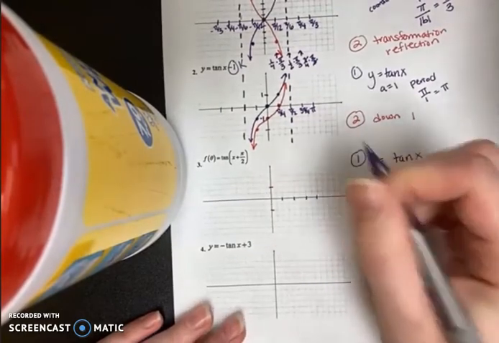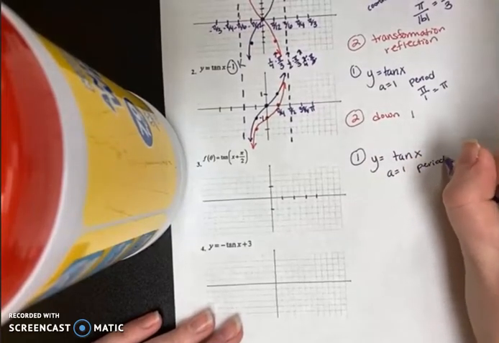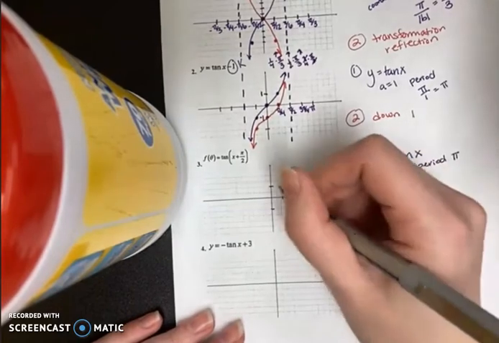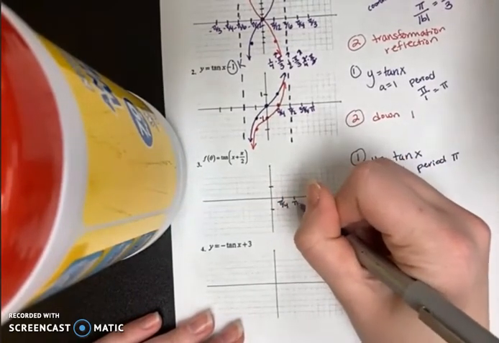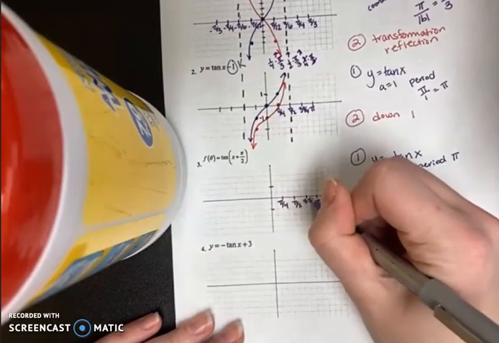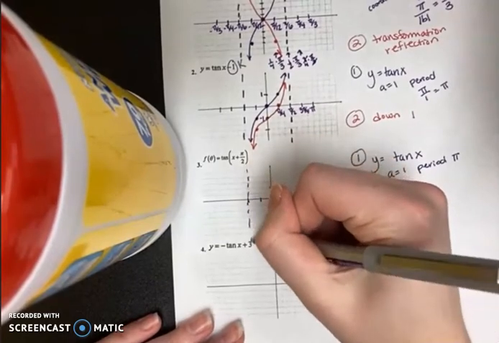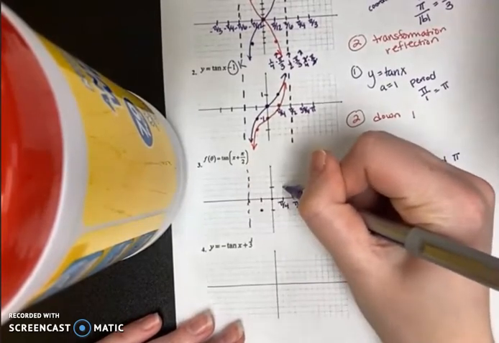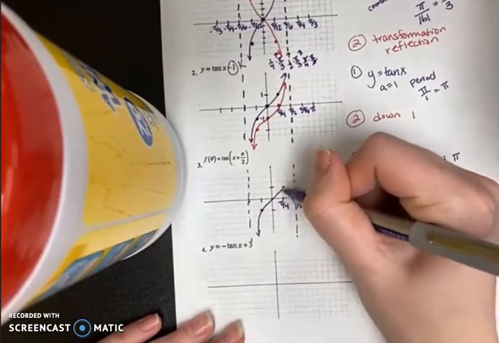Then I'm just labeling my scale. So A is 1. The period is going to be pi because it's pi over 1. 1/4, 1/2, 3/4. Following the pattern. Hopefully, you're starting to pick up on it by now.